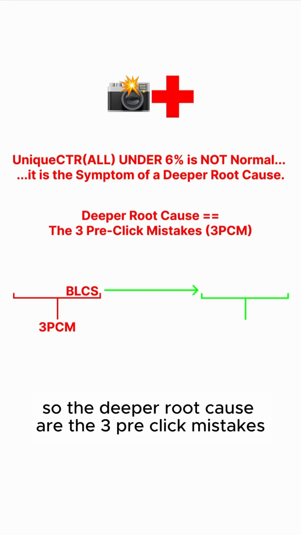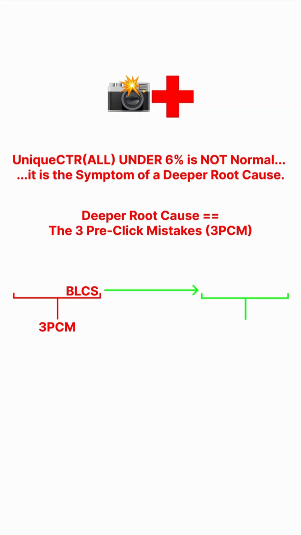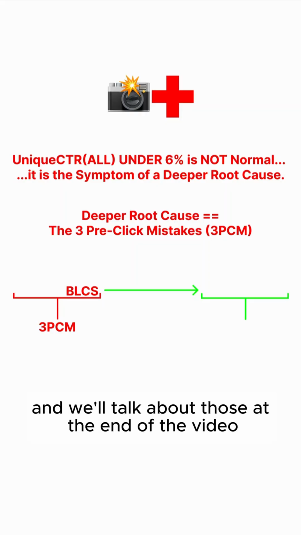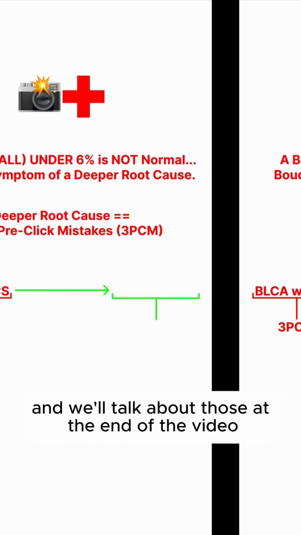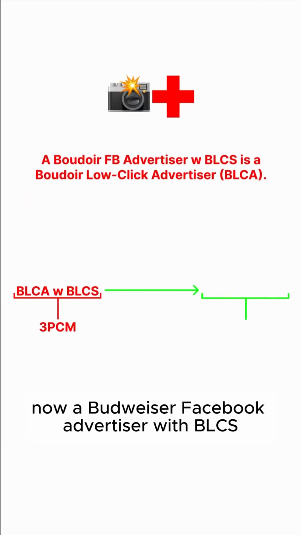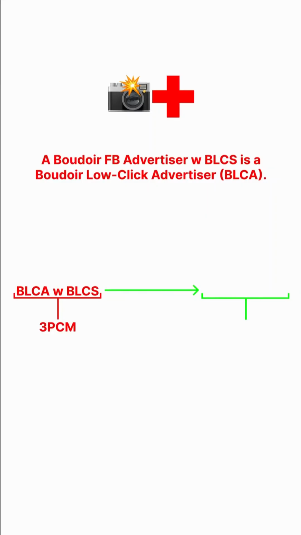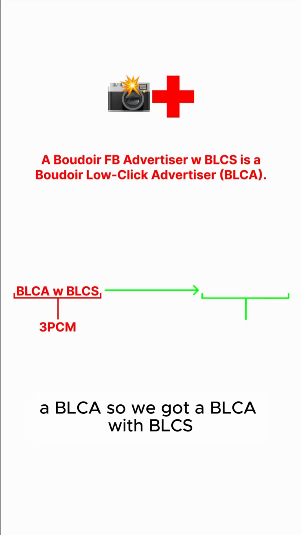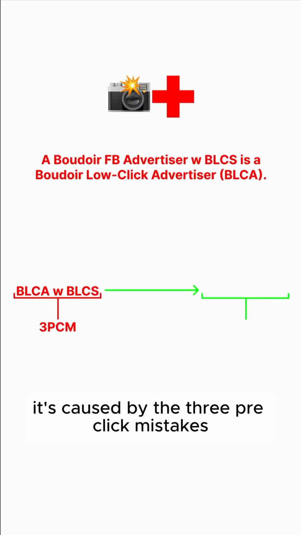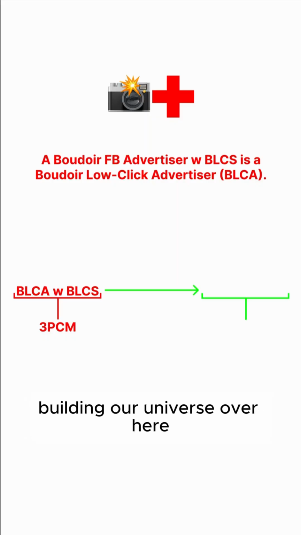So the deeper root cause are the 3 pre-click mistakes. And we'll talk about those at the end of the video. Now, a Boudoir Facebook advertiser with BLCS is a Boudoir low-click advertiser, a BLCA. So we got a BLCA with BLCS. It's caused by the 3 pre-click mistakes. Building our universe over here.